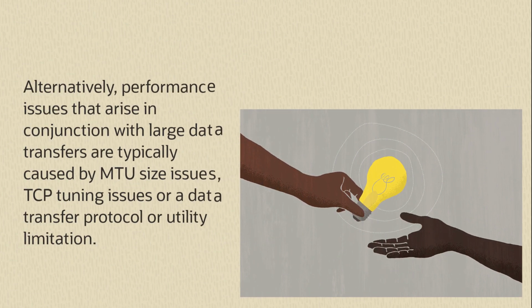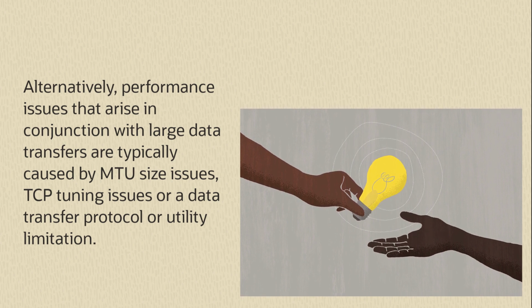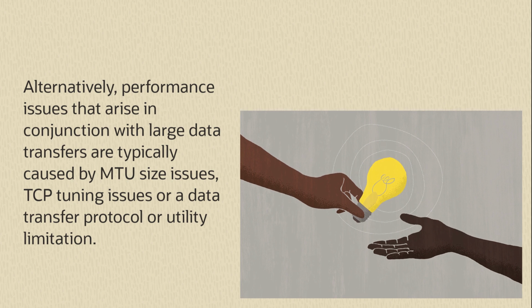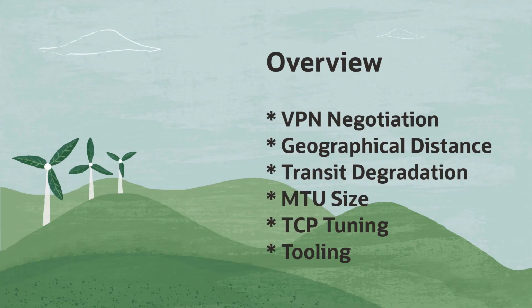Alternatively, performance issues that arise in conjunction with large data transfers are typically caused by MTU size issues, TCP tuning issues, or a data transfer protocol or utility limitation. This video explains the most common causes of performance issues and diagnostic tips.